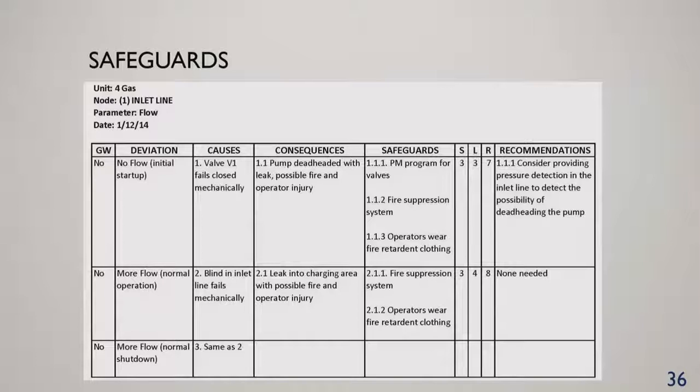Not really much we can do with this, and I'll say that if you are auditing and you see safeguards like this in the PHA, I'd really start asking some questions about who did the PHA, why were there no other safeguards considered, just kind of dig a little bit deeper.